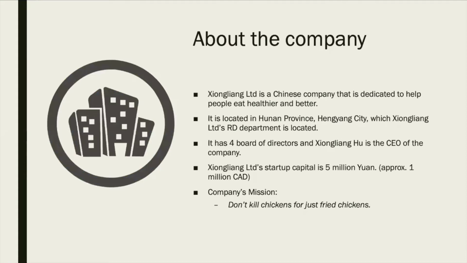About the company, Xiongliang Limited is a Chinese company that is dedicated to help people to eat healthier and better. It's located in Hunan Province, Haiyan City, China. The reason I'm locating my company in Haiyan City, which is a third-tier city, is because I'm from there, and that gives me the advantage of being more familiar with the environment, and I know what people, especially people my age, want, and so that helps me design the product and sell the product.